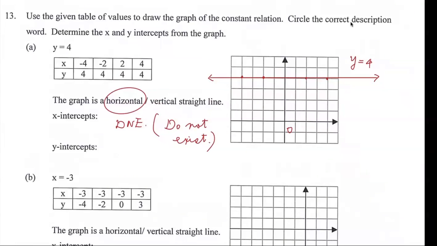Y-intercepts are the intersections of the straight line and the y-axis. So we do have an intersection here. What's the coordinates of this point? 1, 2, 3, 4. The coordinates are (0, 4). So the y-intercept of the straight line is (0, 4), or, like I said, you can just write 4. Up to you. Okay?